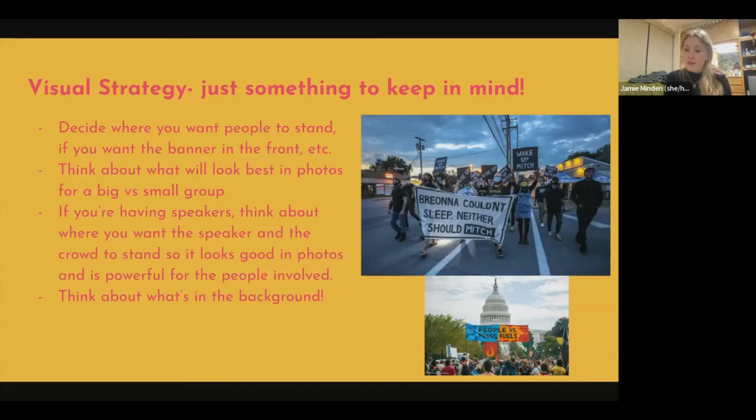But even if you have a really small strike with 1 or 2 people, visual strategy does play a role, because you can have yourself holding your sign, and then you can have the Capitol building in the background, or you can have your City Hall in the background. So visual strategy, no matter how big or small your protest is, is something that it's nice to think about. And finally, making sure that if you're having speakers, they're well placed too, so that when you're taking photos, you've got the crowd, speakers, and then maybe the building of whatever you're protesting in the background, because that makes it really clear who the target is and what your messaging is directed at.